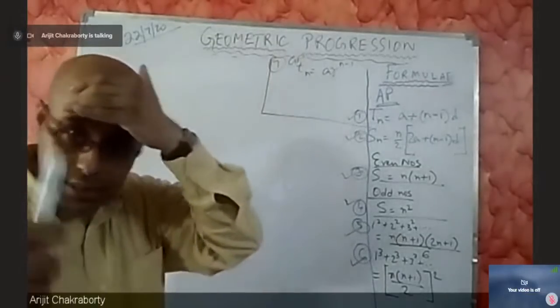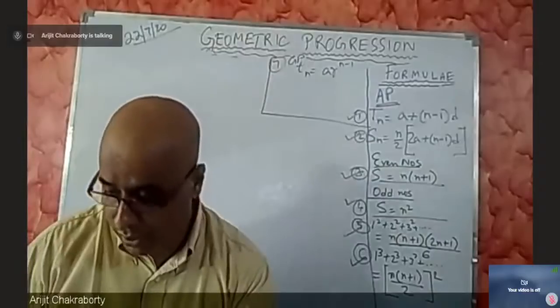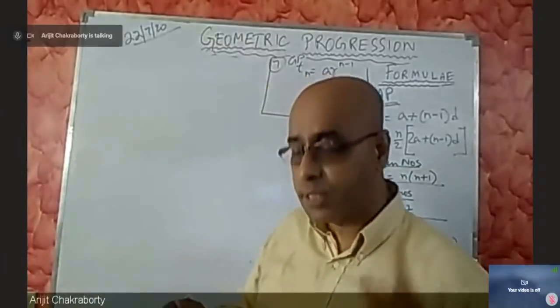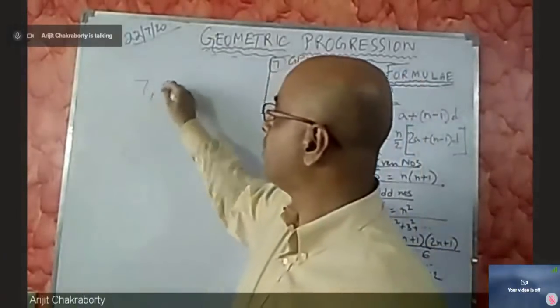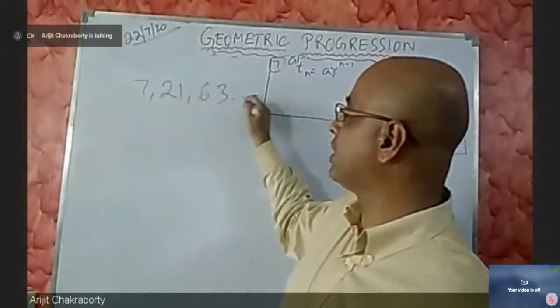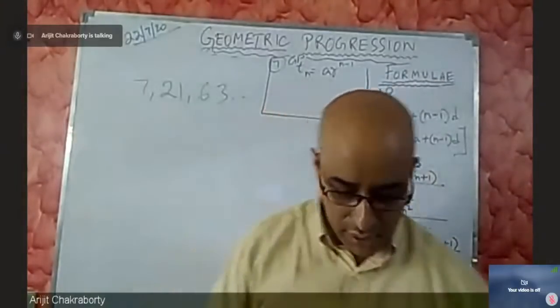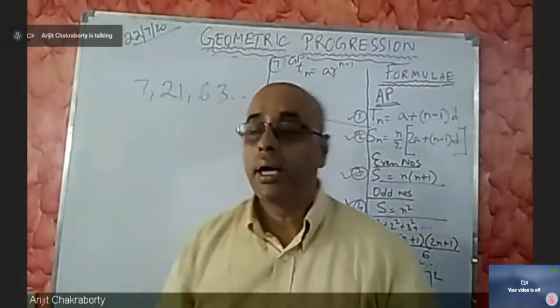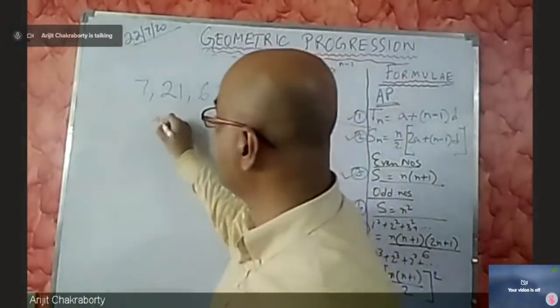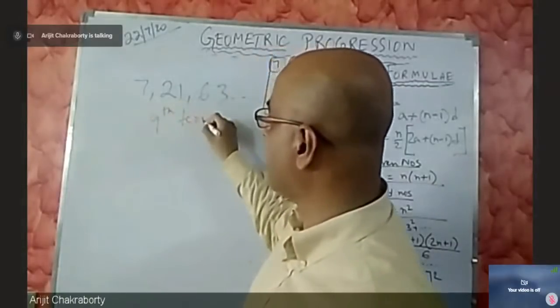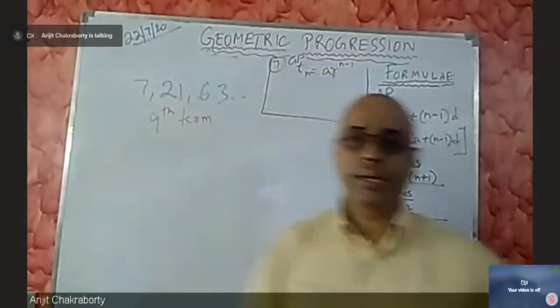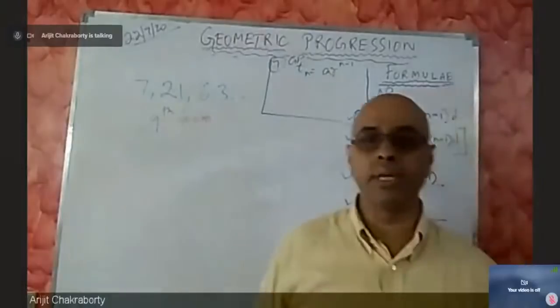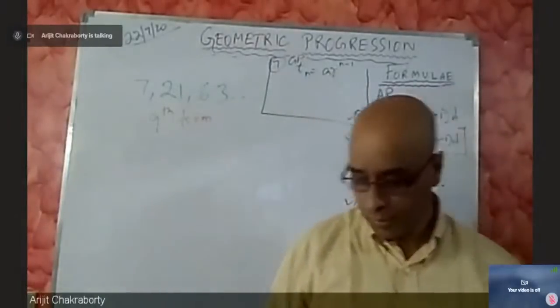Now let us take the other example. I have in front of me another example: 7, 21, 63, and so on. You have to find in this series the ninth term. The ninth term in the series 7, 21, 63.